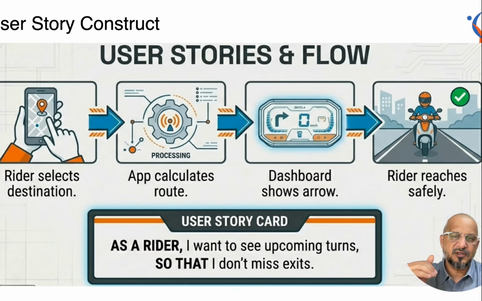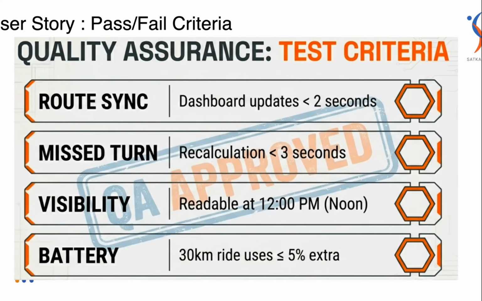I don't want to sit on the road, wait for the next turn, and then go make the turn. So what becomes important is the quality assurance or the test criteria, right? And I have the quantification that it should be readable in the brightest of sunlight. It should not take more than 5% extra battery charge, because navigation is expensive, as even on your phone, if you are using navigation, it eats battery, right?